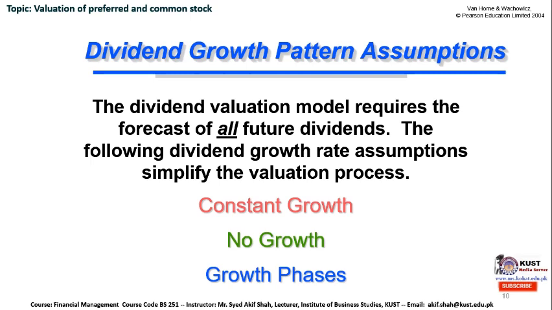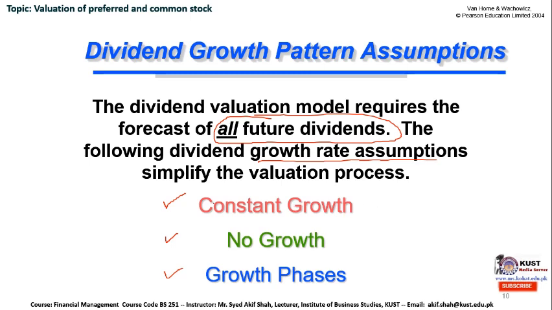Let's discuss some other assumptions for valuing the common stock. The dividend valuation model requires a forecast of all future dividends, which is not possible. The following dividend growth rate assumptions are really important to simplify the valuation process. There are 3 assumptions in the dividend discount model or dividend valuation model for common stock. One is known as constant growth. Second one is when there is no growth in the dividend. And third is the growth phase model.